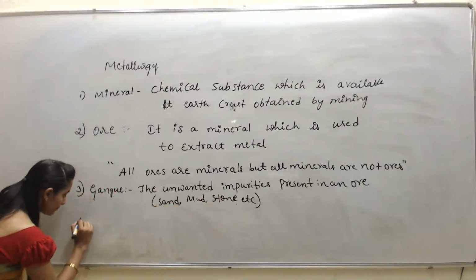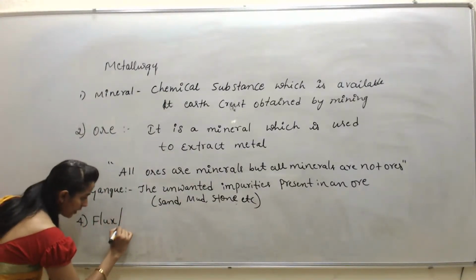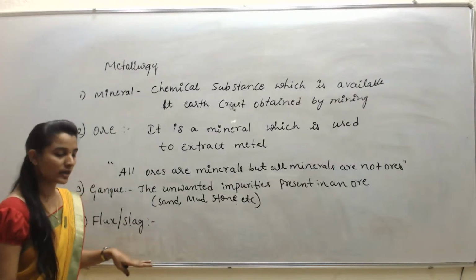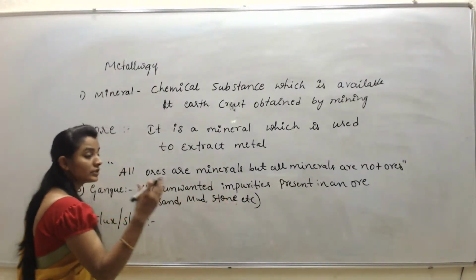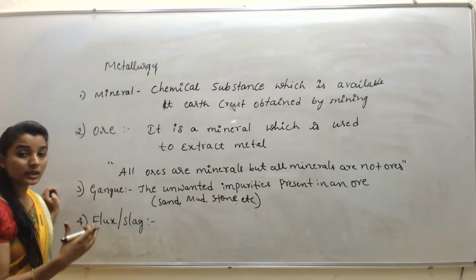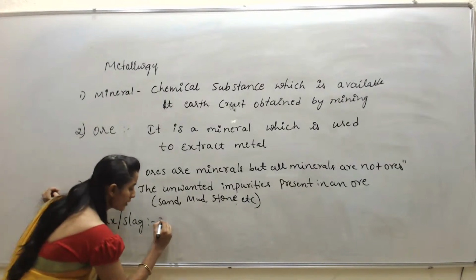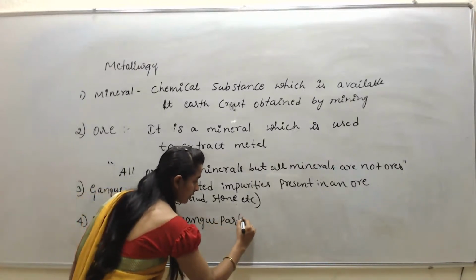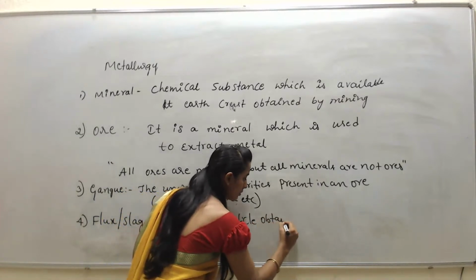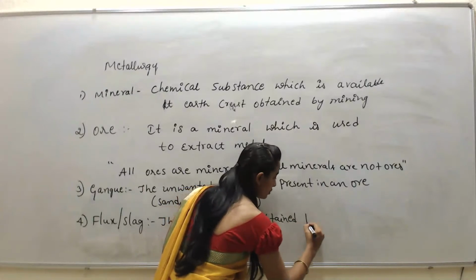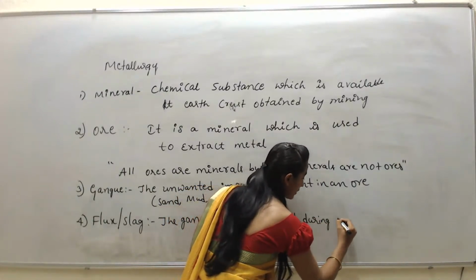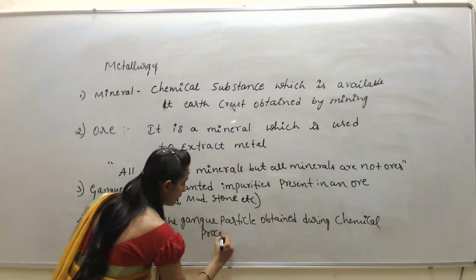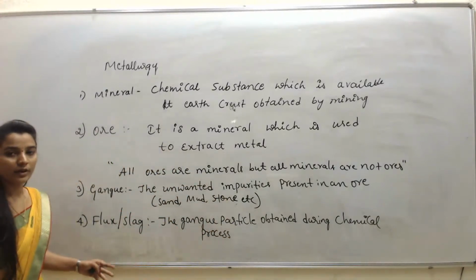Okay, next one is flux or slag. This flux and slag are the same thing. The unwanted impurities which are obtained or formed during a chemical process. So this is called flux or slag.